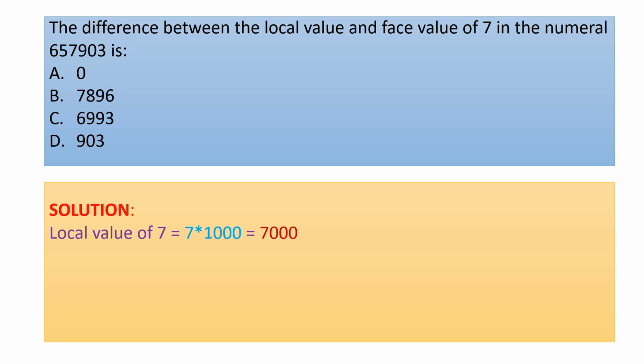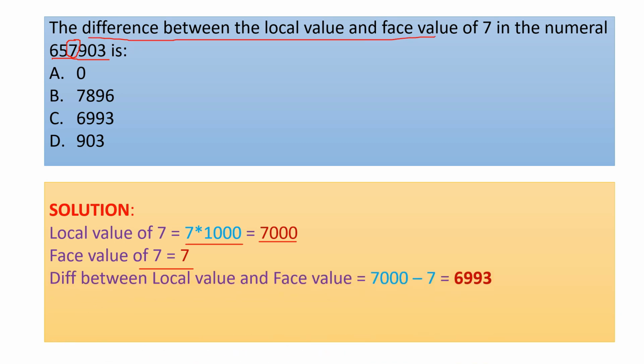So here the local value of 7 is 7000 because in the numeral 657903, 7 is in the place of thousands. So we are multiplying 7 by 1000 which gives 7000. So the local value of 7 is 7000. And then we are finding the face value of 7. As we know, face value is the value of digit itself in the numeral. So the face value of 7 is 7 itself. Next, to find the difference between these two values, we are taking the difference of 7000 and 7, which gives 6993 as the answer. So the option is C.